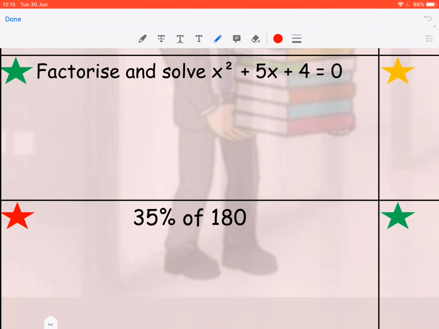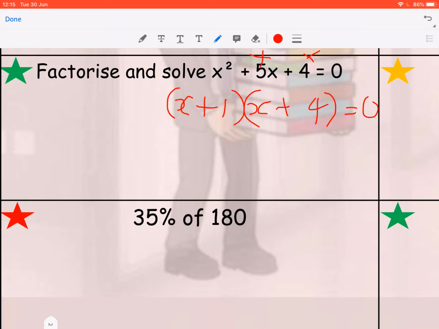Factorise and solve. I'm going to put this into a double bracket. This is kind of the opposite of what we're doing today. This is going backwards, we're going to be expanding. You've got to put this into 2 brackets, so it can be x on both sides. You've got to find 2 numbers that multiply to make positive 4 and add to make positive 5. Quite an easy one because the only options you've got are plus 1 and plus 4.